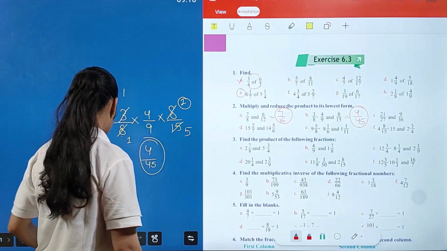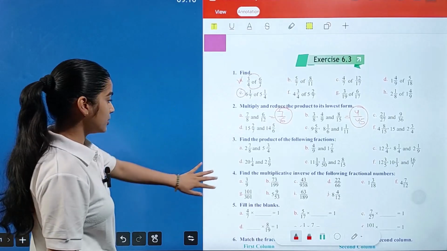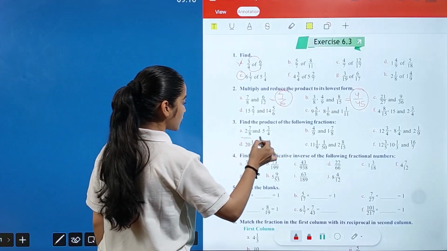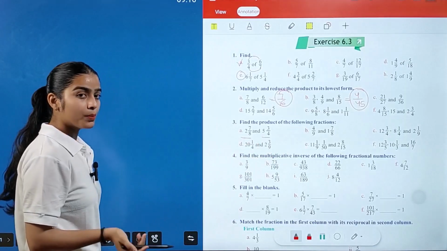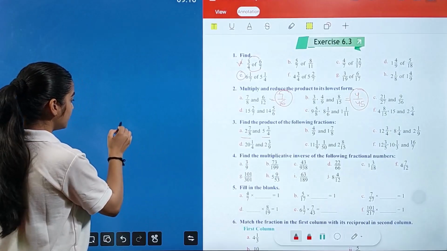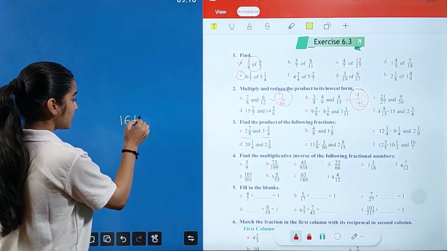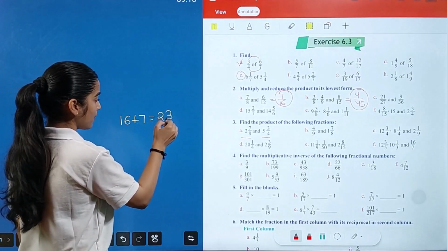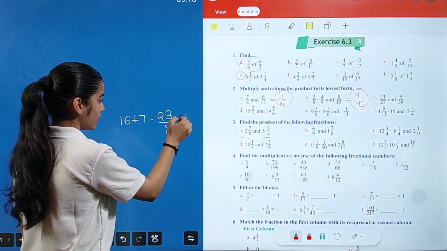So just complete that. Now we move forward to question number 3. Find the product of the following fractions. So these are your mixed fractions. So first convert it into improper, and then you have to multiply it. So let's take an example. 8 2s are 16. 16 plus 7 is equal to 23 upon 8. This is your first fraction.